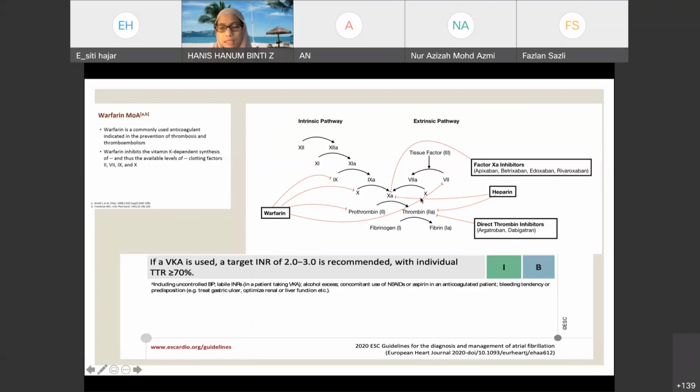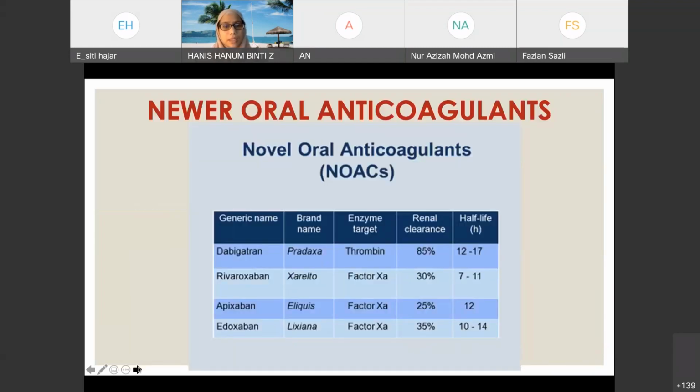So at the end of the day, we actually want to block the formation of fibrin. Fibrin is the clot lah. Okay, we want to prevent the clot formation, so via all these pathways lah. Okay, so these are the newer oral anticoagulants. Like I said, these are more specific. It doesn't have any food interaction, and it has less drug interaction. However, when you want to use the newer oral agent, you have to check the renal profile, because most of these agents are cleared renally.